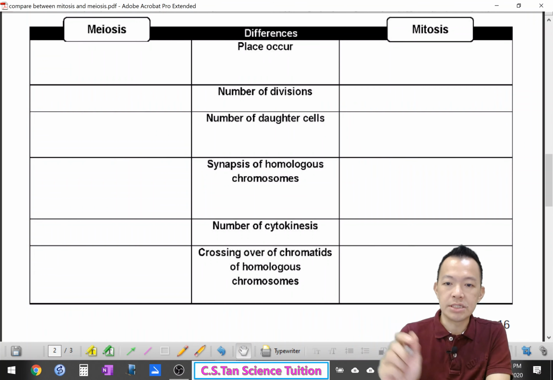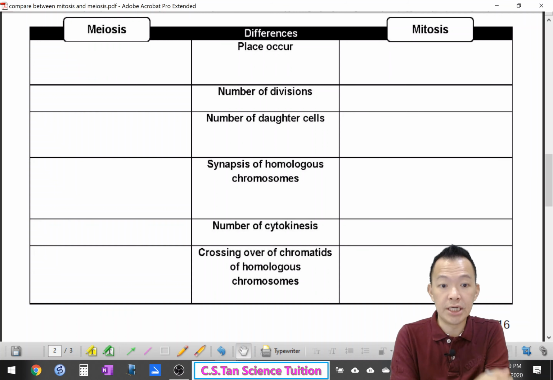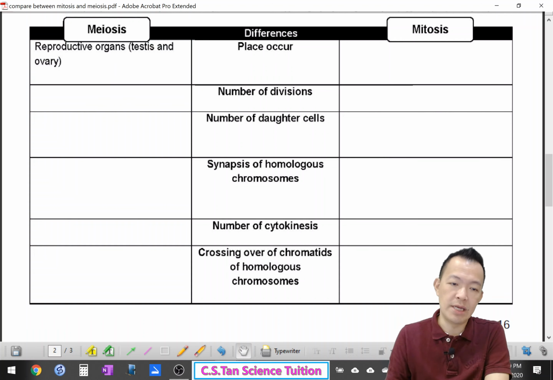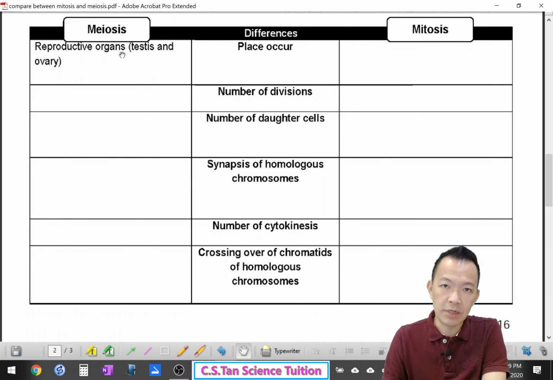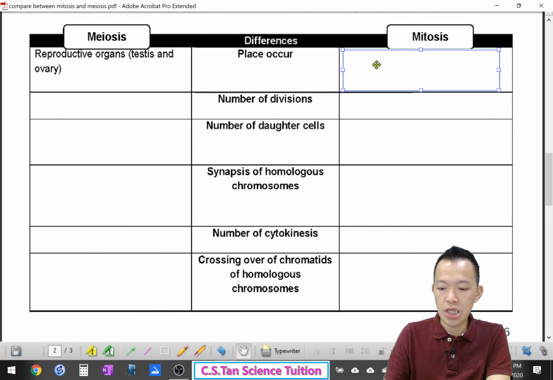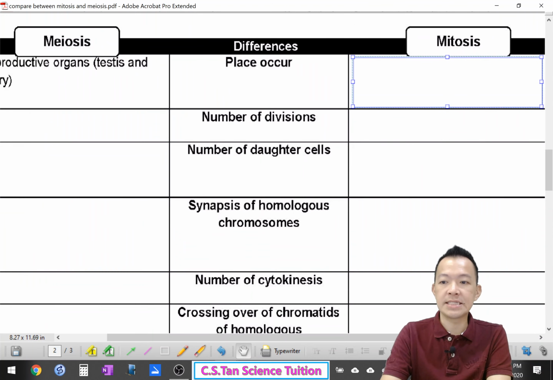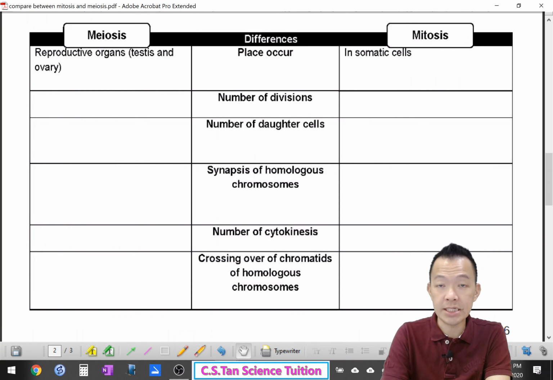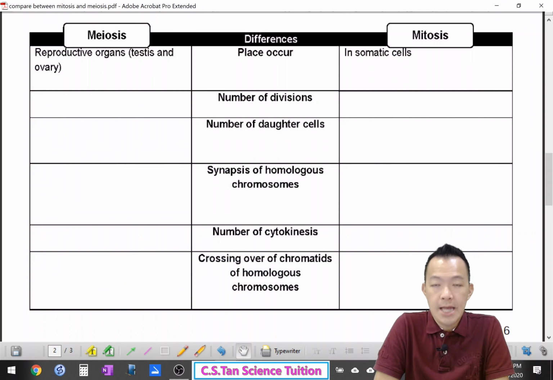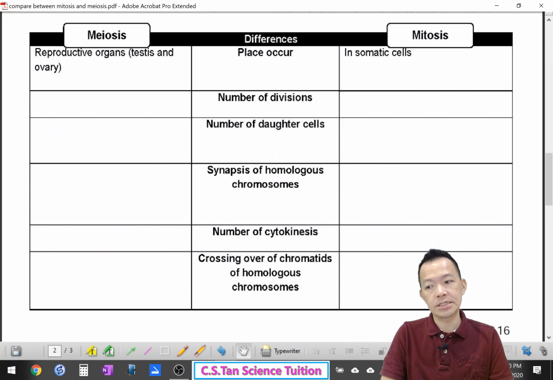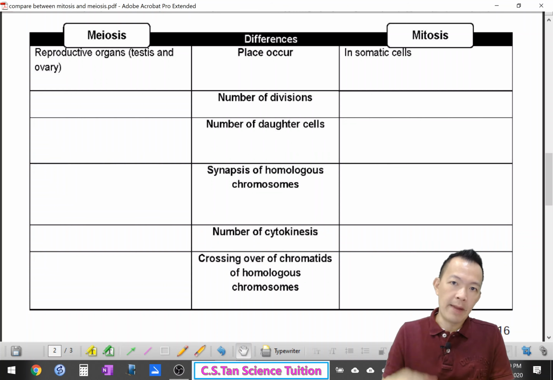Meiosis, where does it occur? Meiosis takes place at the sexual organ, to make gametes. So it takes place in the reproductive organ, testes and ovary. Mitosis takes place in the whole body, in the somatic cell. What is a somatic cell? Your whole body cell except reproductive cells, not sperm or egg. Others we call somatic cells.